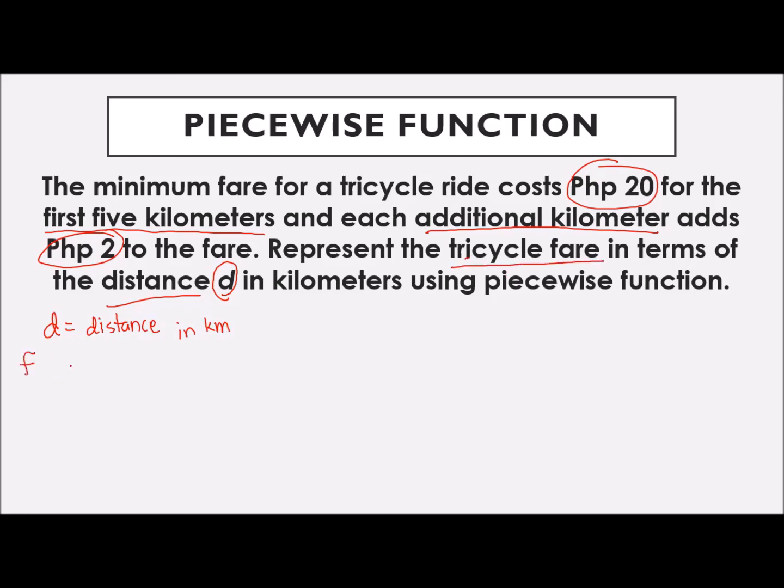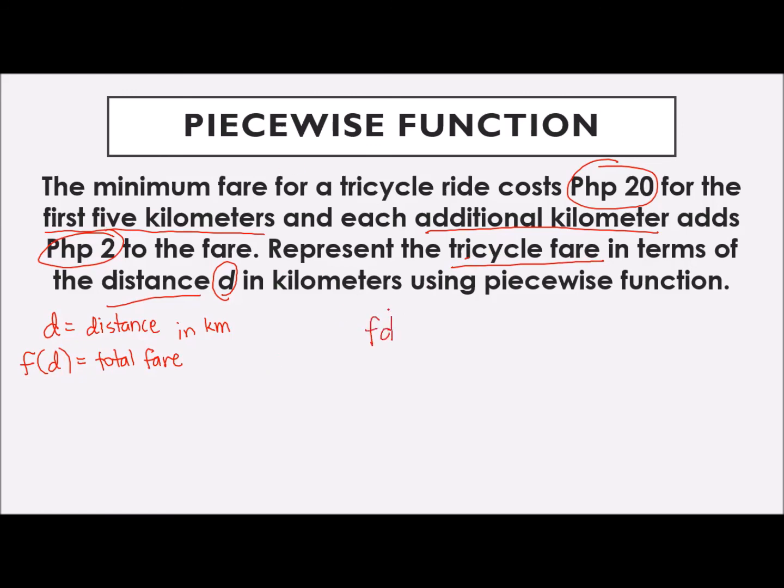So, ibig sabihin, let F of D represents now the total fare. Total na pamasahe, depende doon sa distansya. So, syempre, nakadepende ang presyo ng pamasahe dun sa kung gaano kalayo ang ni-ride natin doon sa tricycle. Okay? So, unahin natin ulit yung first 5 kilometers.